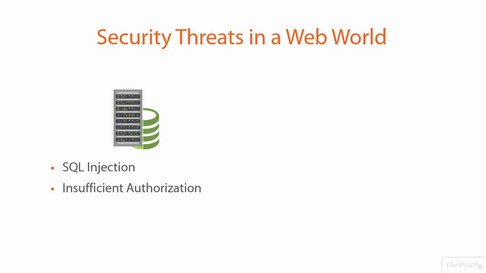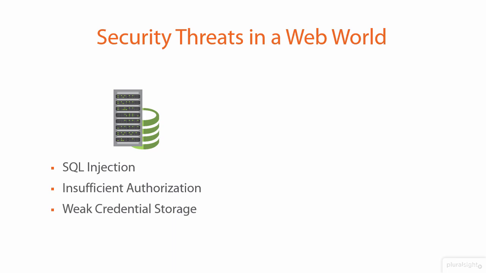Insufficient authorization is another great example. We're talking about access controls here. Does the web application make sure that the right people get access to the right things? This is very much a server-side control, so it's something that we have to get right centrally.